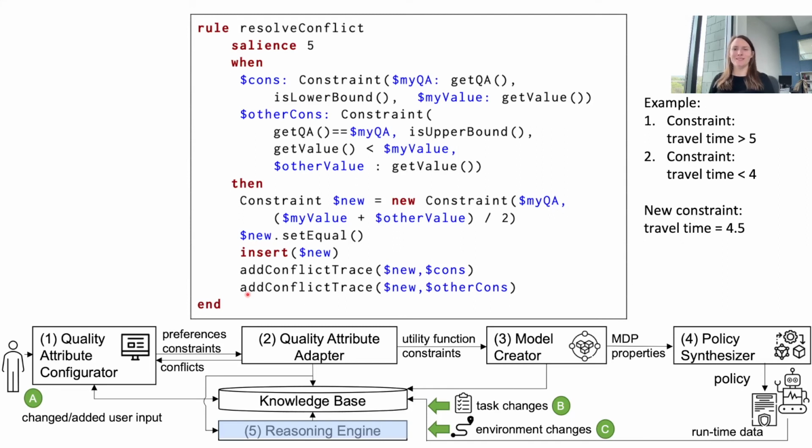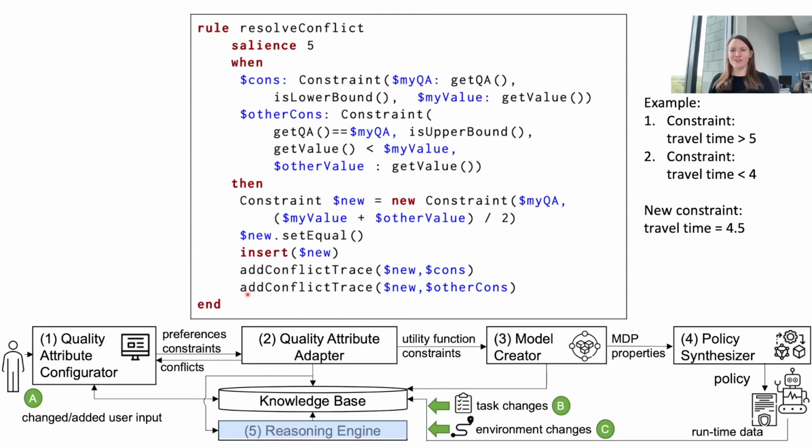It's not always the way these constraints should be consolidated and conflicts should be resolved, but ideally we want to have different strategies depending on the context and what kinds of constraints we're dealing with. But this was one example of how a reasoning engine can deal with conflicts.